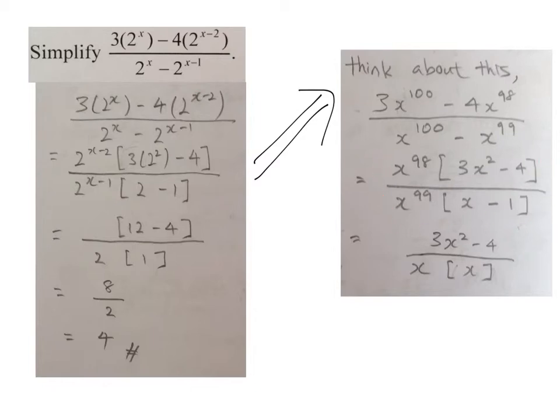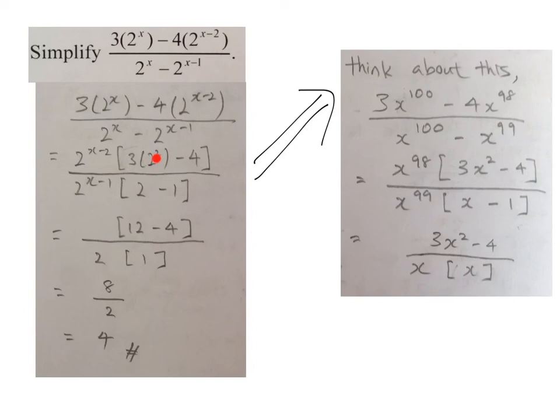I hope that you can spend some time to think about these two examples to really understand what I am doing here. Can you see that when I have x to the power of 98 divided by x to the power of 99, I can cancel all my 98 x's and am left with a single x at the bottom. Likewise, think about 2 to the power of x minus 2 and 2 to the power of x minus 1. 2 to the power of x minus 2 is a smaller number compared to 2 to the power of x minus 1. So when I cancel all my 2's over here, I am left with only a single 2 at my denominator.